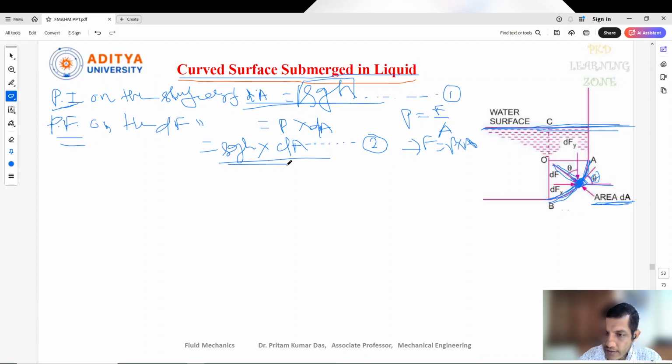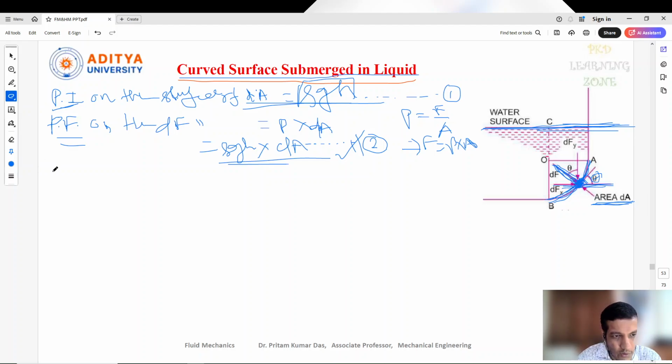But here, the force acting on this is perpendicular to the object surface, while the surface is situated inclined to the water surface. So this equation is not going to satisfy this condition, because the force makes an angle of theta to the surface of the water. That's why we need to resolve the force in the horizontal and vertical directions.